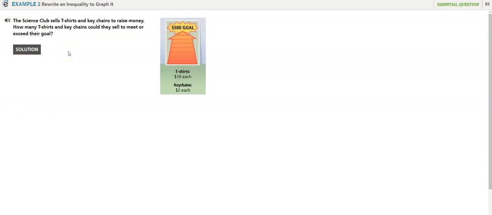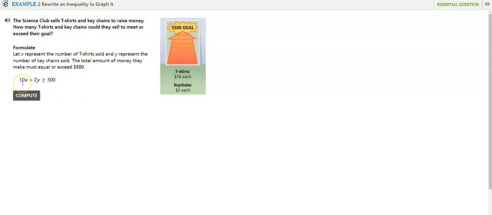Okay, in this one, we're taking a real world problem and we're going to write the inequality and then graph it. The Science Club is selling t-shirts and keychains to raise money. How many t-shirts and keychains could they sell to meet or exceed their goal? The first thing we have to do is write an equation based upon the image here. They are selling t-shirts for $10 each and keychains for $2 each, and they need to get to $500 or more because it says meet or exceed. Our inequality is going to be greater than or equal to.